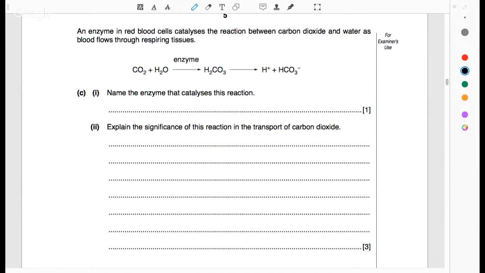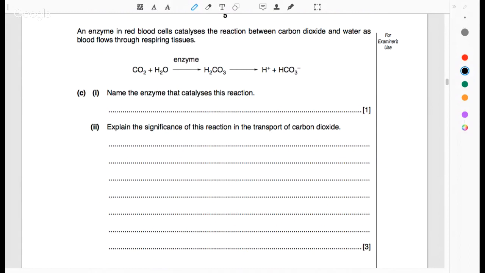Why do we have to do this reaction? Why don't we just transport carbon dioxide as it is in the blood? Because otherwise it wouldn't result in the Bohr effect. Yeah, it would result in more oxygen being released.